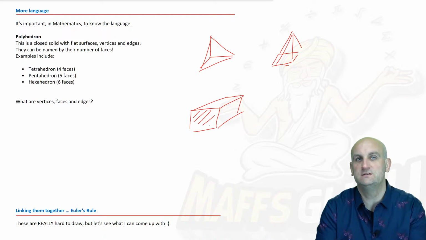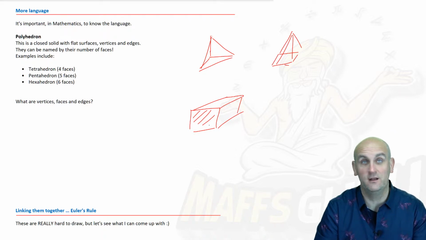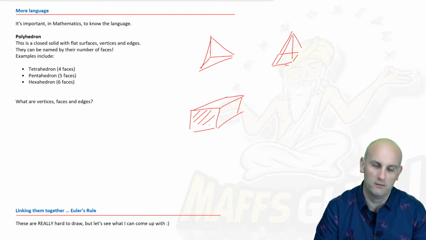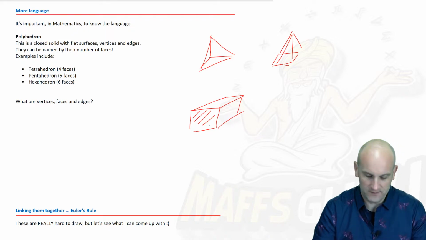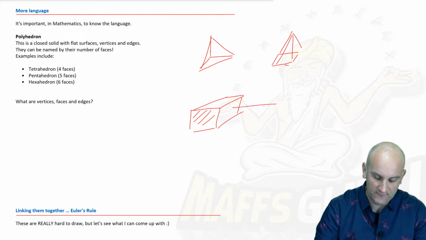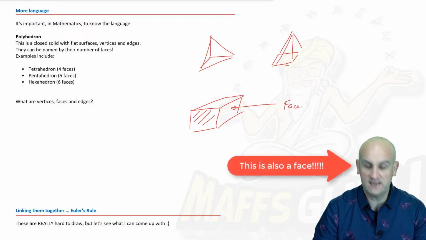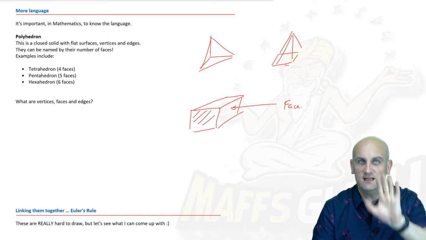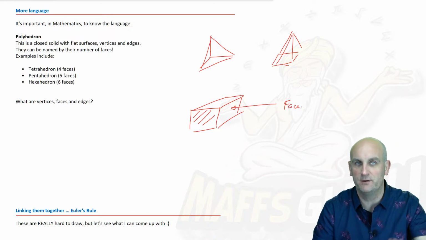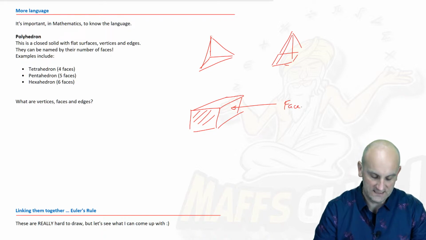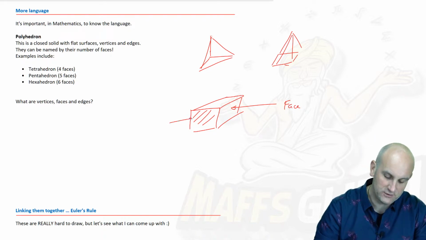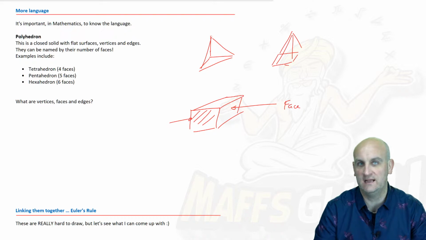Now, this is the one that confuses people, and sadly, you've just got to learn it. There's no point turning around going, oh, I don't know this stuff, it's too hard. You have to learn it. So the first thing is a face. Well, in this situation here, our hexahedron or our cuboid has 6 faces. That's 6 of those flat things. The top, the bottom, the side, the front, and the back. They're all faces.